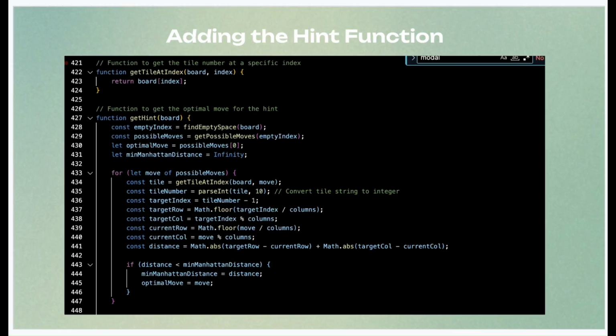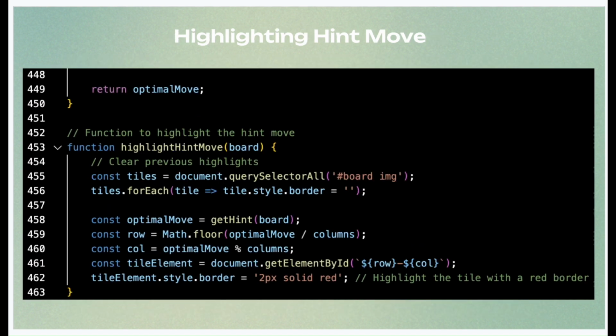In our website, we also added a hint function for the users to use in case they get confused on which box to move and which move is the most optimal. In the hint function, we use some math, such as the Manhattan distance, to convert the tiles into integers and see which box next to the empty space is more optimal. We also used a highlighting function on the hint move. So in case a user decides to use the hint, it will highlight the tile with a red border for whichever move is the most optimal.